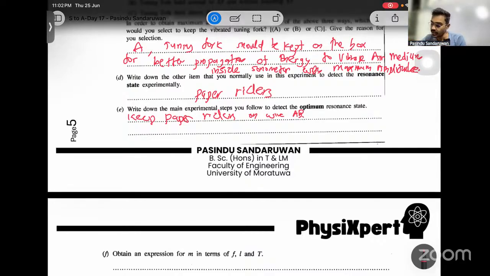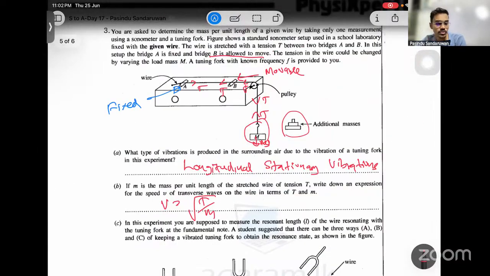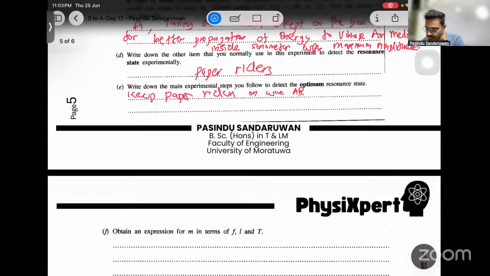Now, initially it was clearly given that only one bridge is movable. Which one? Only B is movable. Then we have to move B gradually. You have to adjust or move B gradually until the paper riders jump off. Then next one.